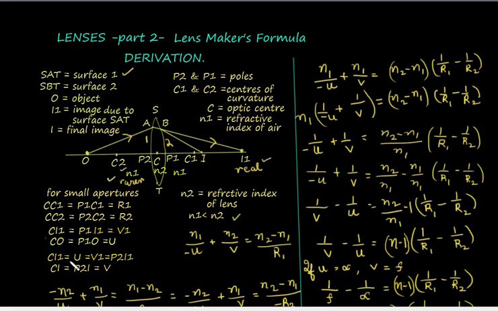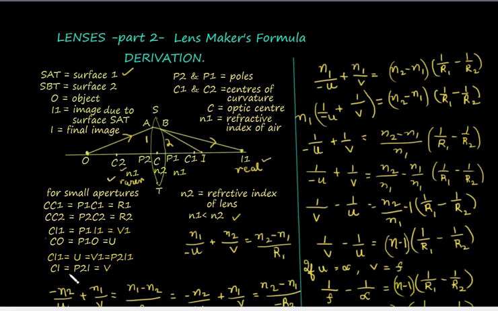Let us consider CI1 again. From the diagram, CI1 is equal to the distance of the object for surface 2. Therefore, it is marked as U. But in this expression, we have CI1 is equal to V1. So, we can write this U is equal to V1. That is, this distance can be taken as V1 for surface 2.